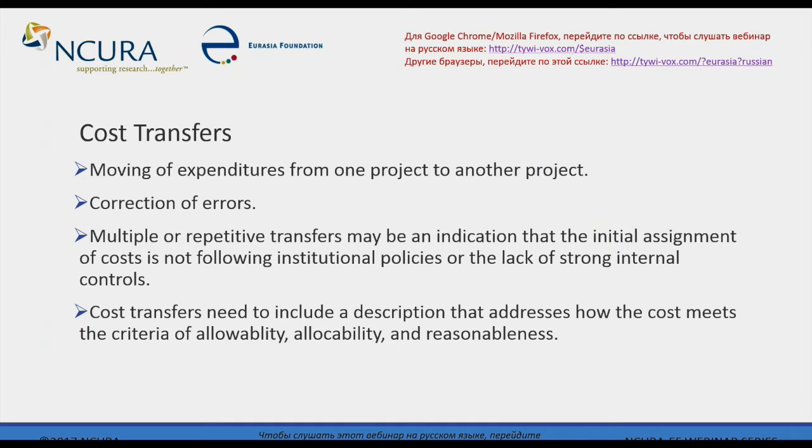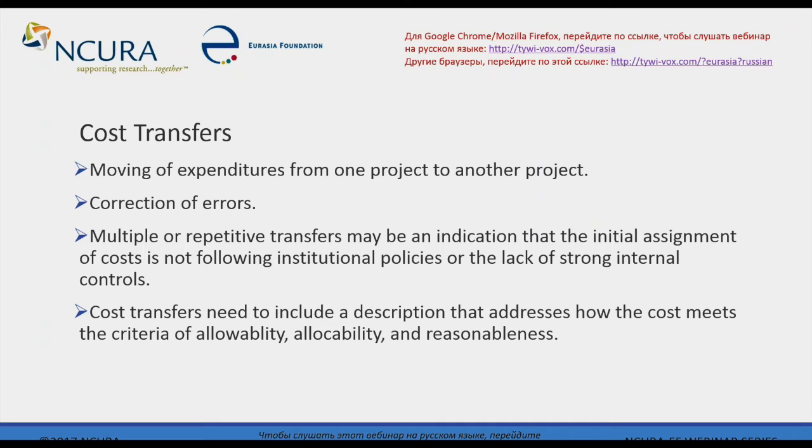Another common activity in award management is preparing cost transfers. This is the moving of expenditures from one project to another. It's done to handle the correction of errors. Cost transfers are a necessary tool, but be cautious to avoid overuse. Multiple or repetitive transfers can be an indication to the sponsor and auditors that the initial assignment of costs is not following institutional or sponsor policies, or there are a lack of strong internal controls at your organization.